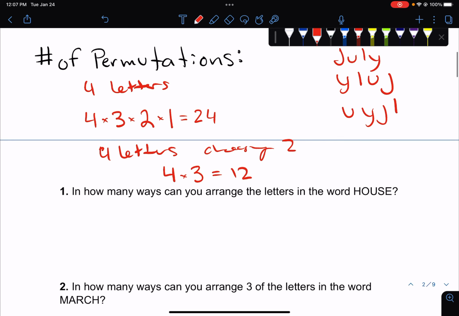In how many ways can you arrange the letters in the word house? Well, there's 1, 2, 3, 4, 5 letters in the word house. So I'm going to do 5 times 4 times 3 times 2 times 1, which ends up being 120, I think, if you multiply those together.